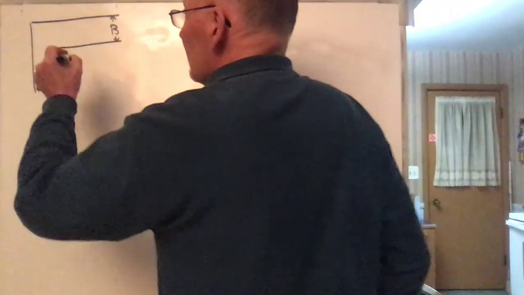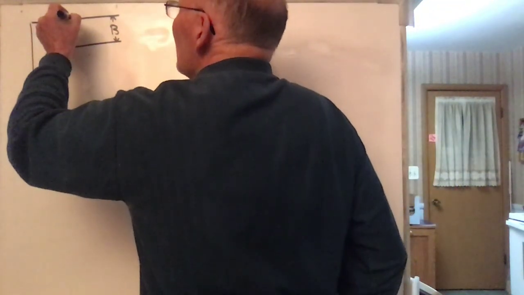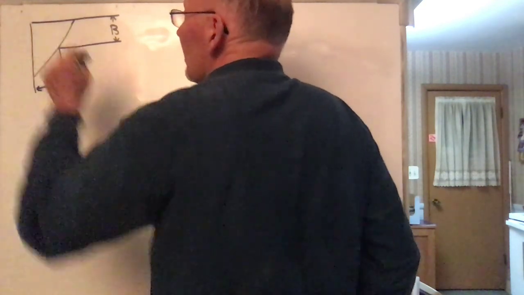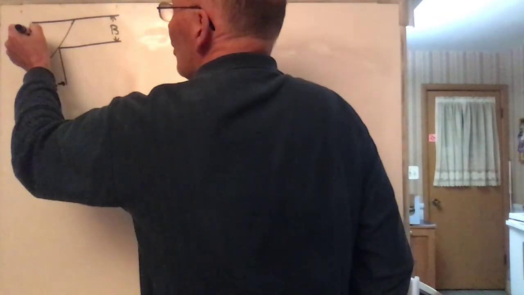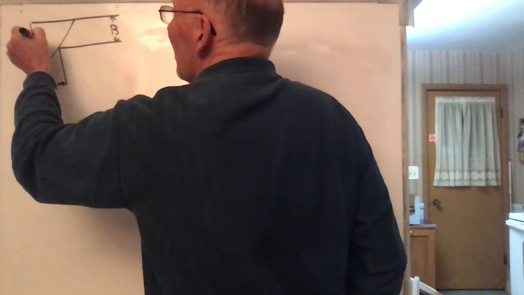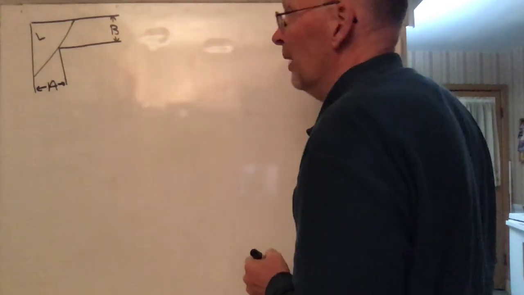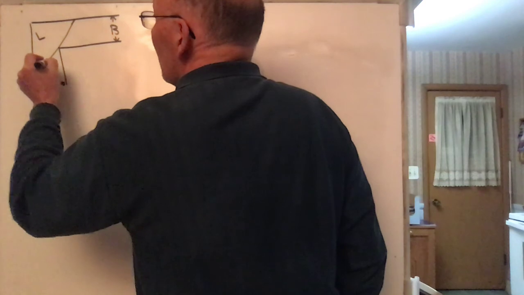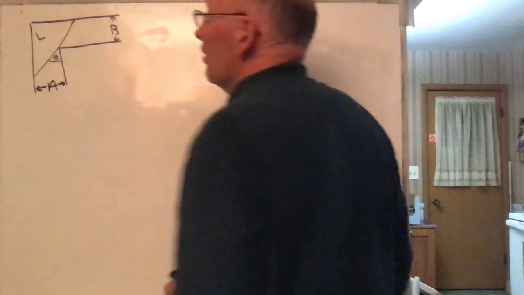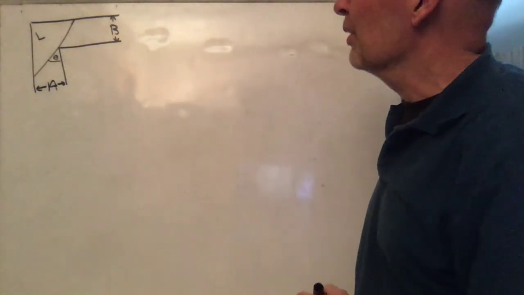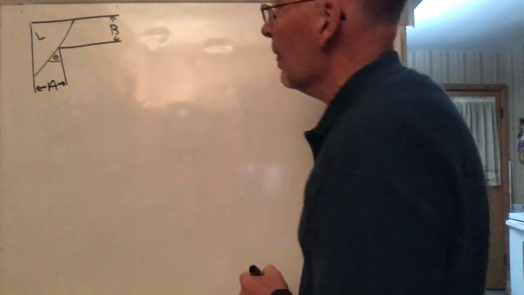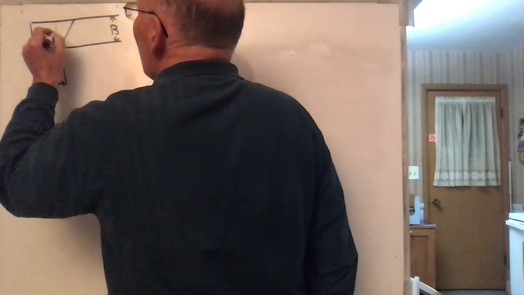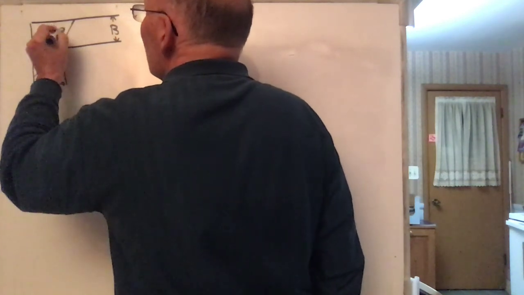So let's think of it like this: you've got this board here, and the length of the board is L, and L depends on what this angle is. So let's let this angle here be theta. Okay? That's theta. And so this angle here would also be theta.